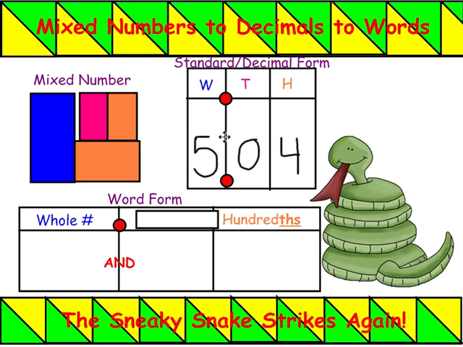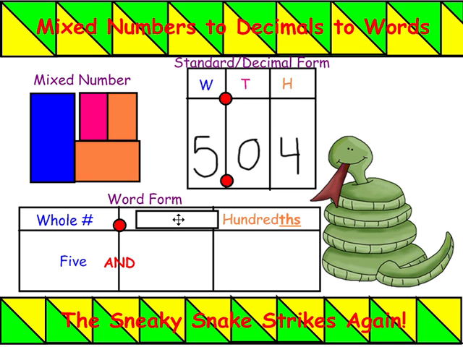We're going to start here. We have 5. Well, that's before our decimal. Anything before the decimal, or before the word and, or the big number in the mixed number, is a whole number. So we have the whole number 5. We're going to write the word 5 right here. Now we're going to write the fractional part, which is 4 hundredths.